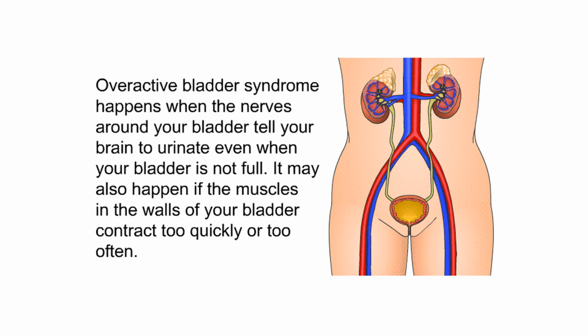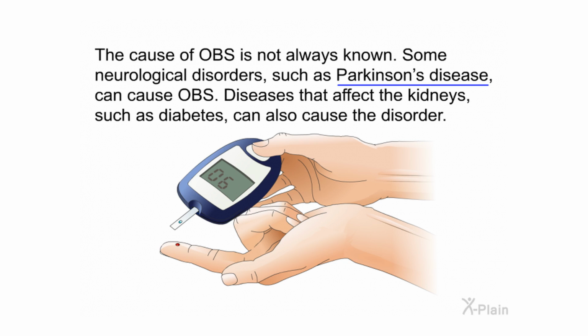Causes. Overactive bladder syndrome happens when the nerves around your bladder tell your brain to urinate even when your bladder is not full. It may also happen if the muscles in the walls of your bladder contract too quickly or too often. The cause of OBS is not always known.